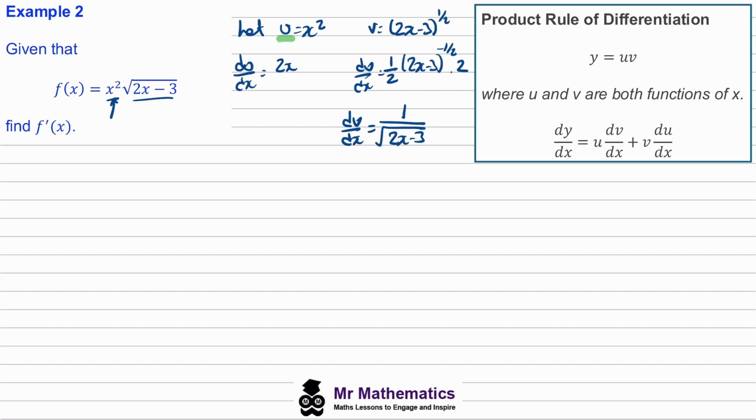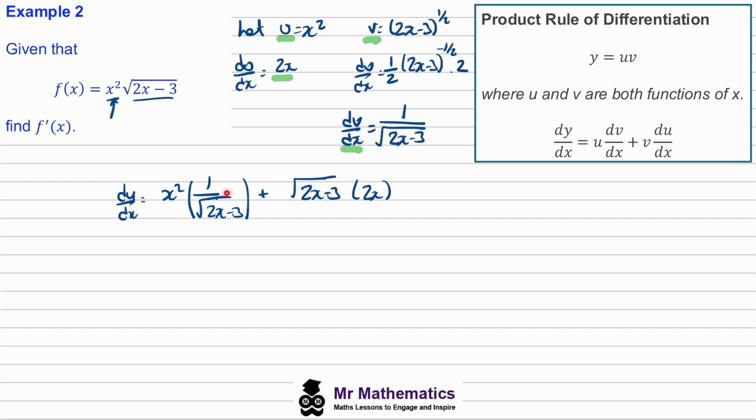So we've got u, we've got du, we've got v, and we've got dv. Now we can substitute them into the product rule, where dy by dx will be u times dv, so x squared times 1 over root 2x minus 3, plus v, which is given here. I'll write this as the square root of 2x minus 3 times du, which is 2x.